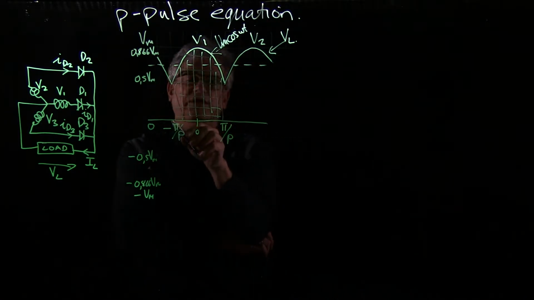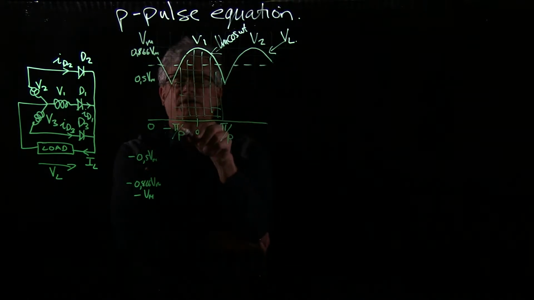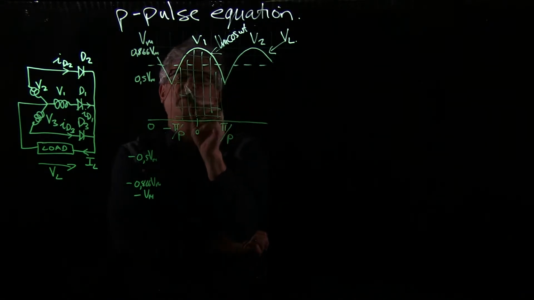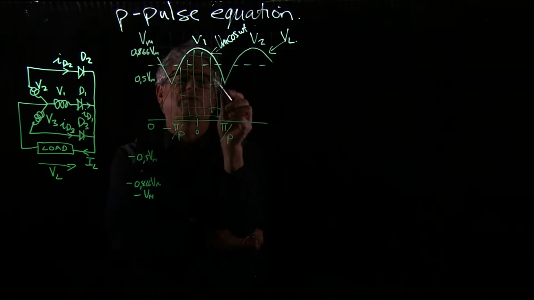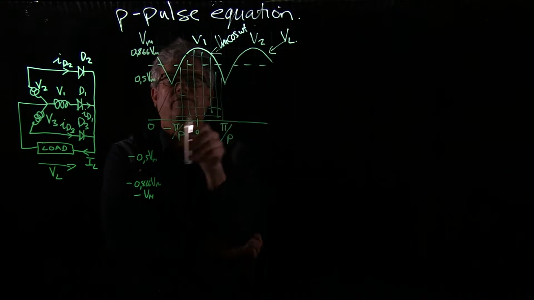And if we just replace this P here with 3, which is the 3-pulse, you will see that it has exactly the same load wave shape as when we were not expressing it in terms of P.